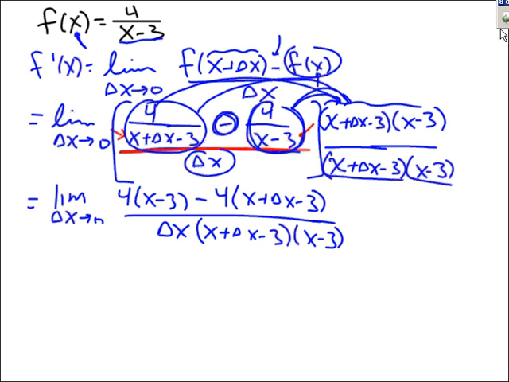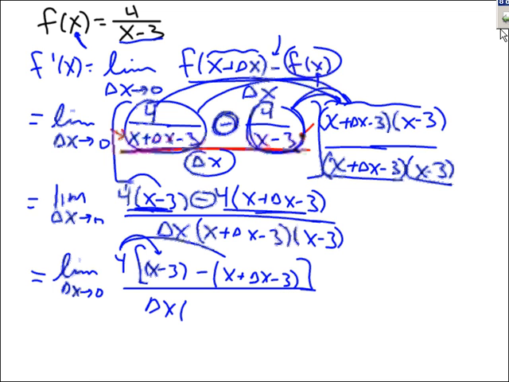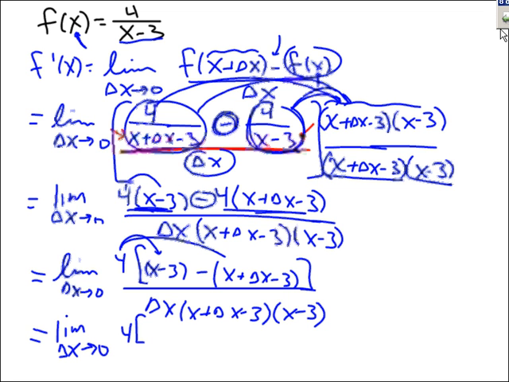Now, probably the simplest way to clean this up is instead of distributing the 4, we can factor out the 4. It's 4 times x minus 3. That gives us this minus, and it's 4 times x plus delta x minus 3. That gives us this. And the bottom doesn't change. So rather than distributing the 4, we pulled it out instead. Okay, this is equal to the limit as delta x goes to 0 of 4 times what's in the brackets. Well, subtraction, I see x and I see x. I subtract and they're gone.